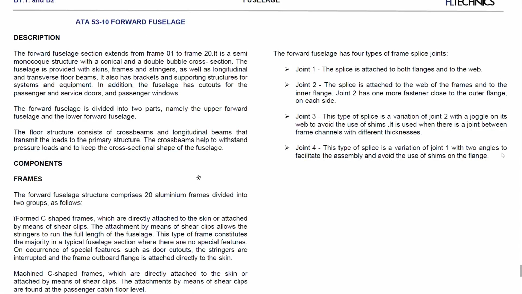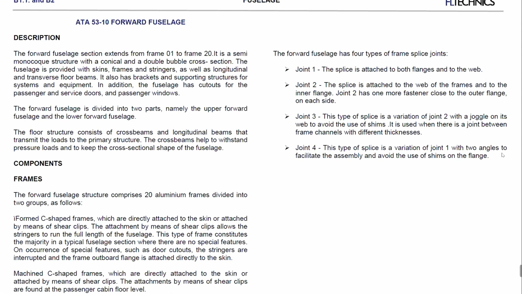Forward fuselage, from frame number 1 to frame number 20. Semi-monocoque structure, conical and double bubble cross section. We have skins, frames, stringers, and we have longitudinal transverse floor beams. So guys, from now on, we're going to talk about these components: longitudinal and transverse floor beams, in addition to the skins, frames, and stringers. We're going to put some attention on these sections and the primary structural components.